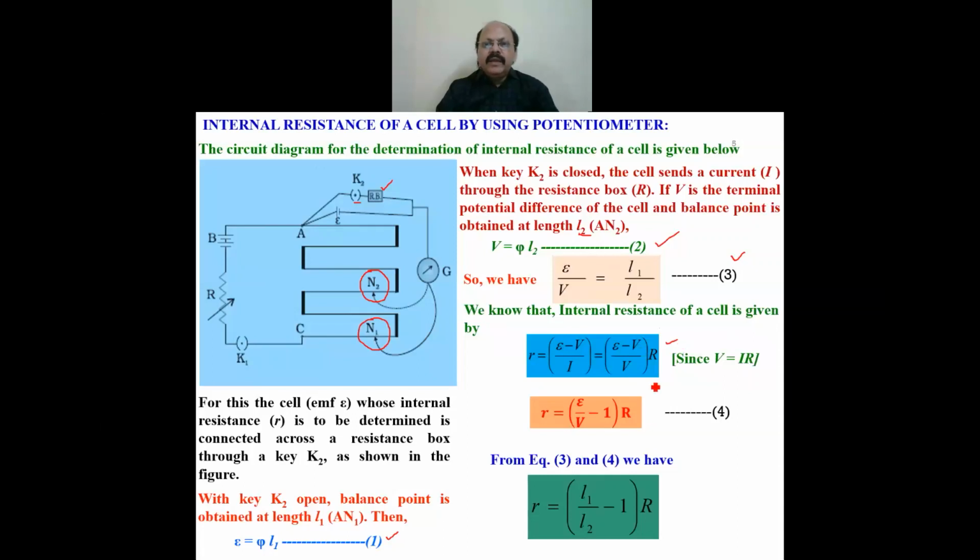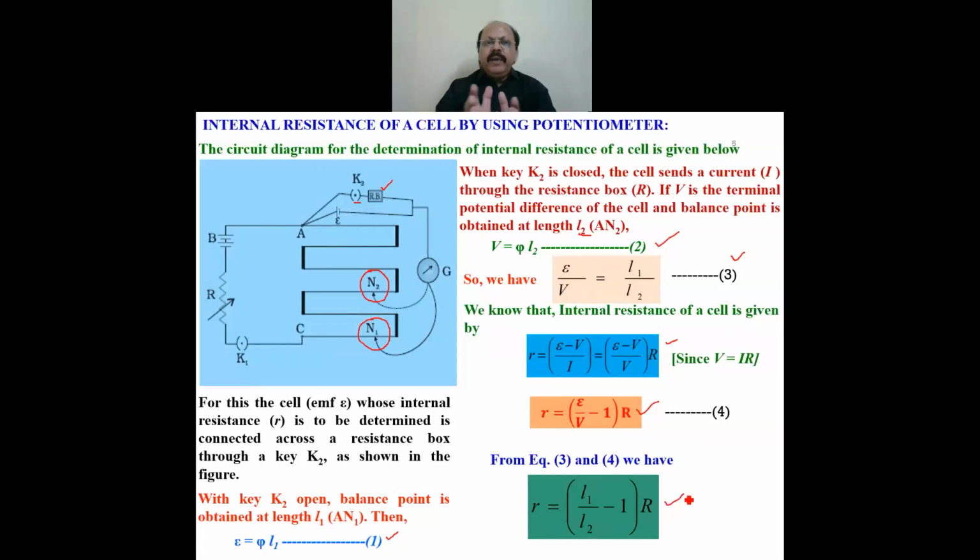Now you rearrange it, then what will you get? Small r equal to E upon V minus 1 into R. And R is the resistance that we are getting from the resistance box. And this E upon V from equation 3 you substitute here. Then finally you will get internal resistance small r equal to L1 upon L2 minus 1 into R.